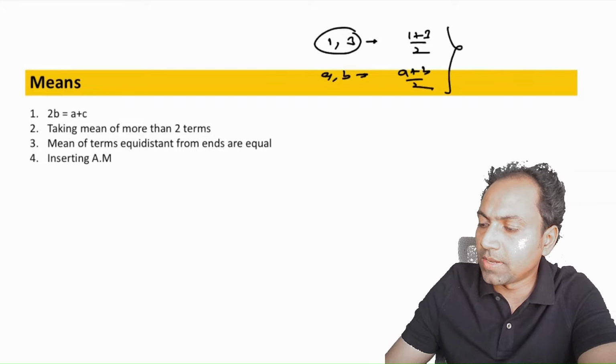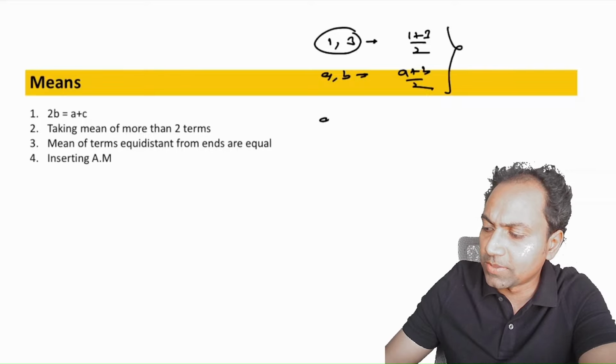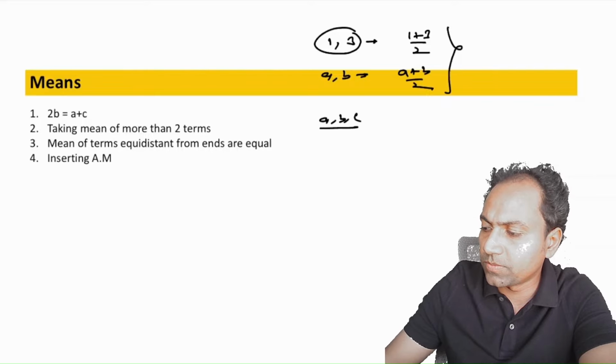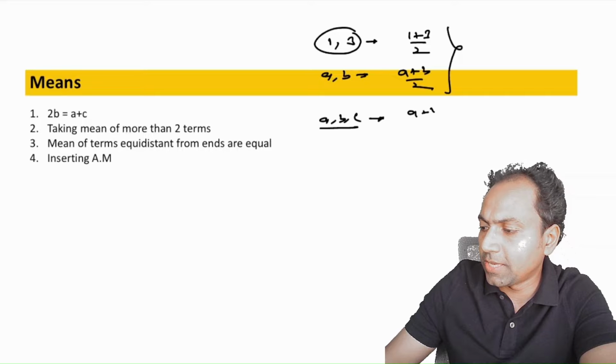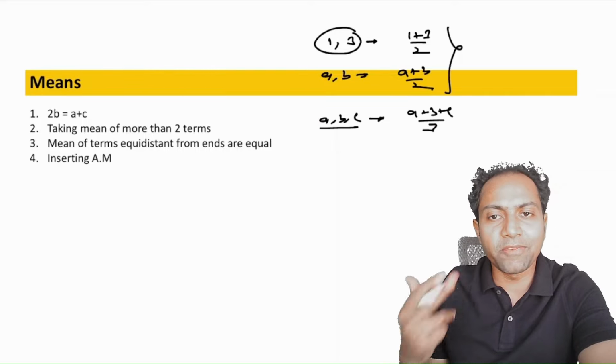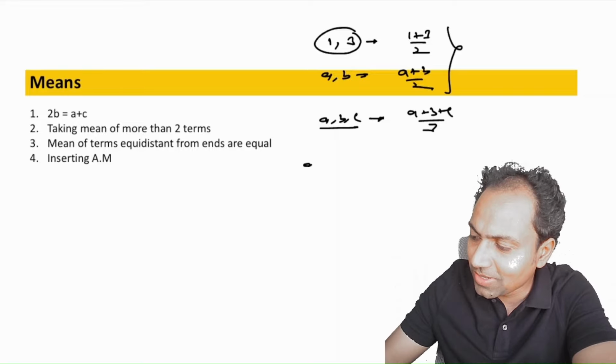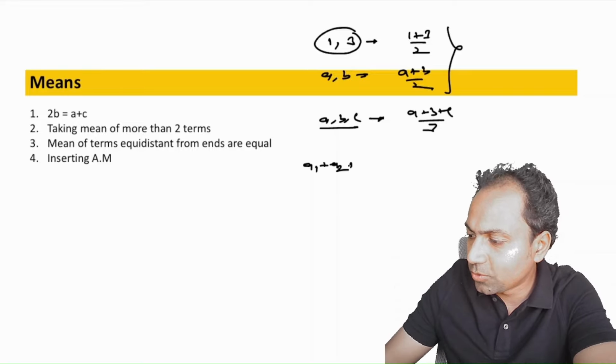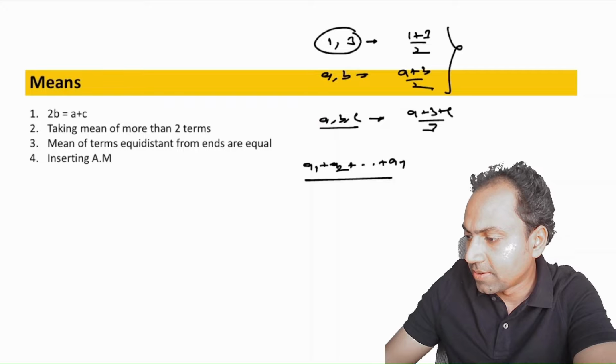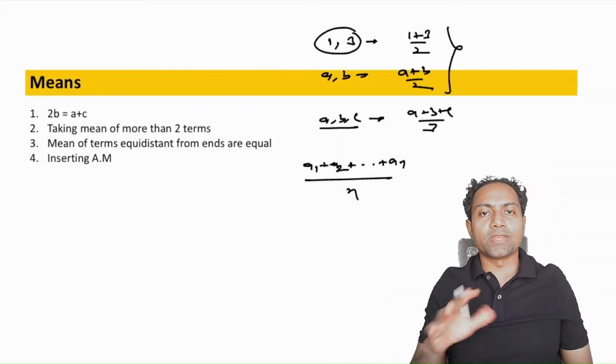And now this way is fine. So if I take three numbers like A, B, C, now what would mean mean? Mean would mean A plus B plus C by 3. If you have more than three numbers, like 4, 5, 6, 7, n numbers, we have a general formula: A1 plus A2 plus A3 till AN divided by N. So this is one way of visualizing the whole idea.